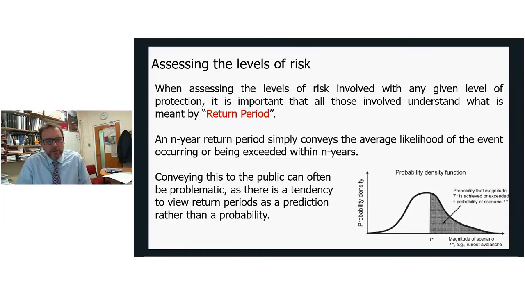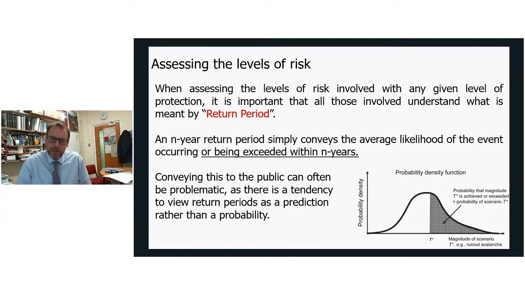So when assessing the levels of risk involved with any given level of protection, it's important that all those involved understand what is meant by a return period. I've used this phrase already in the lectures over the past few weeks, but it's really about probabilities. An n-year return period simply conveys the average likelihood of the event occurring or being exceeded within n years. So if I talk about a 30-year return period flood protection, what that means is that the likelihood is that event will occur or be exceeded over a 30-year period. So it's about probabilities really.